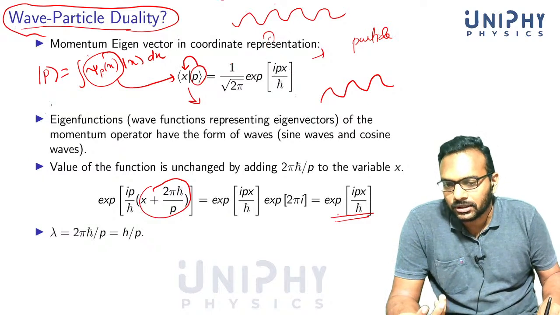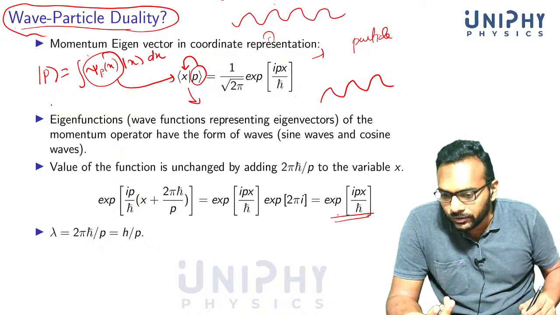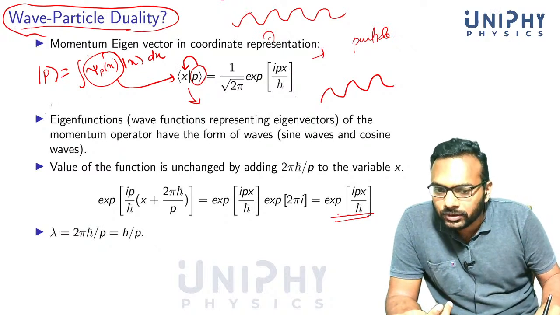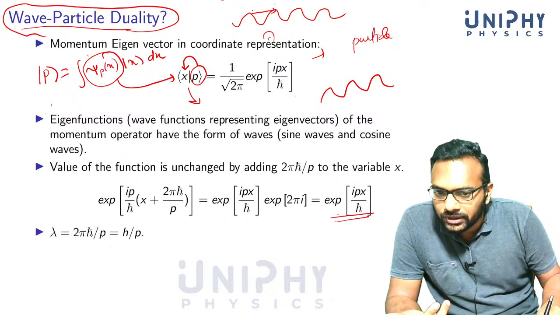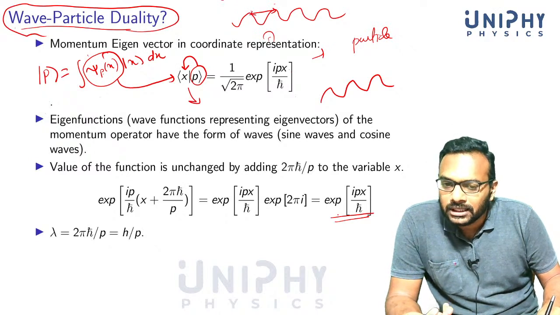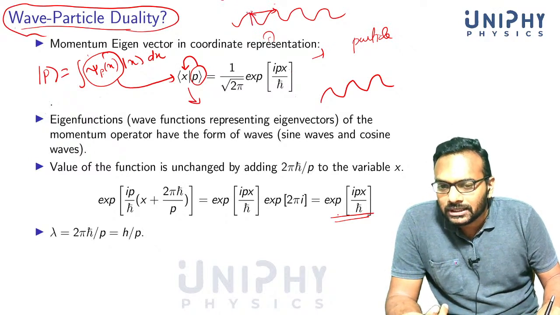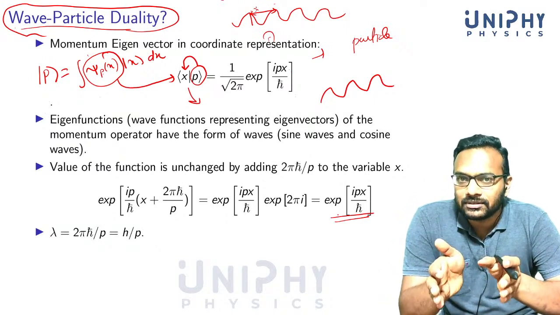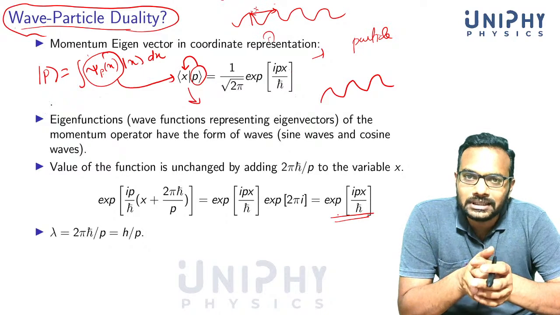Displacement in this function, or the function remains the same if you change x to x plus 2 pi h cross by p. That's how you calculate the wavelength. What's the wavelength? If this is the height, this distance is the wavelength. It's the distance between points which are exactly at the same phase.